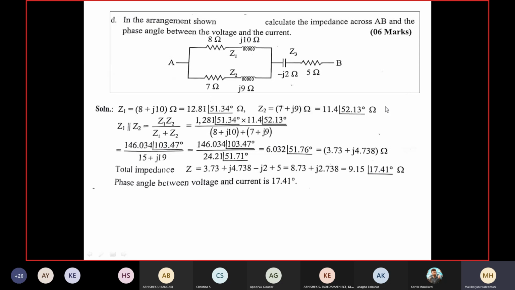You can see it being done. They marked these as Z1, Z2. So Z1 parallel Z2 is Z1 Z2 over Z1 plus Z2. But be sure you are doing it in complex mode. All these things are put in complex mode and you will get the final answer as Z equivalent, which is in series with 5 minus J2. We can add minus 2 plus 5, minus 2J plus J. That is your final impedance.